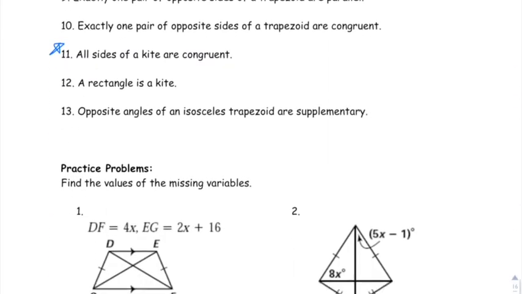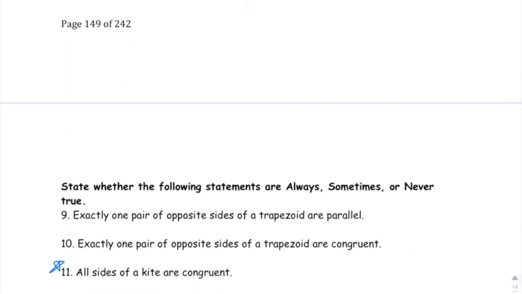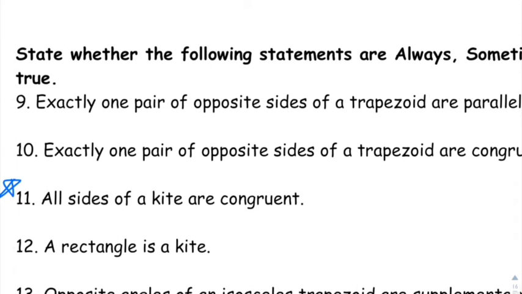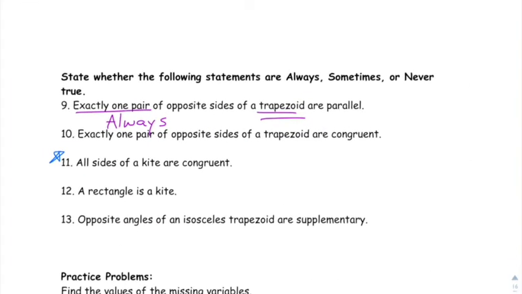Let's see what we got here. A couple extra practice problems. Good. All right, so sometimes, always, never. So let's think about this. Exactly one pair of opposite sides of a trapezoid are parallel, and that's just what we defined a trapezoid as. We said only one, so this is going to be always, and that's just based off of the definition. That's the same definition we gave a trapezoid at the very beginning.